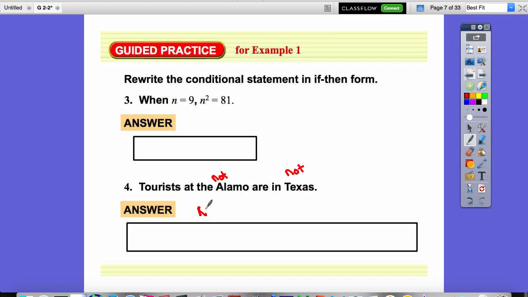But remember we said earlier that if a tourist is in Texas, then they are not necessarily at the Alamo? What about if we said if a tourist is not in Texas, then they're not at the Alamo? That would actually be a true statement because if you're not in Texas, there's no way you can be at the Alamo since the Alamo is in Texas.